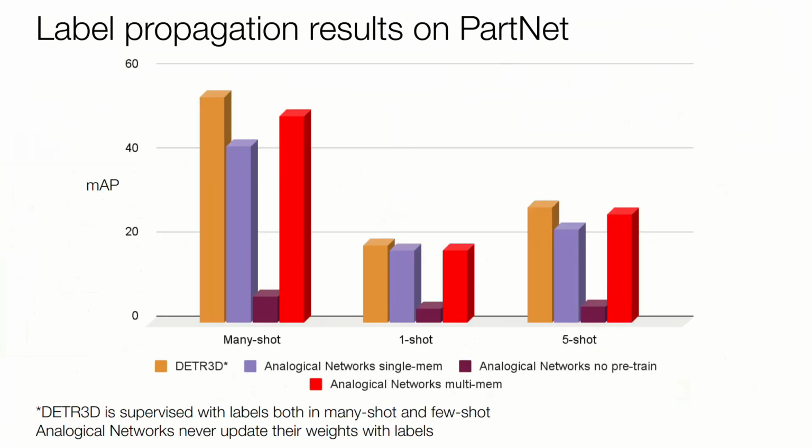We then measured the ability of our model to propagate labels at test time through corresponding parts, despite never seeing labels at training time. More specifically, memory parts that are put into correspondence with an input part transfer their label directly to the input part. For reference, we compare to Deter3D fully supervised for label prediction. Analogical networks achieve reasonable performance on all tested setups. We additionally compared against our model without within-scene pre-training, which performs very poorly, indicating the importance of within-scene pre-training for cross-scene correspondence. Lastly, the multi-memory model outperforms the single-memory version, as it has access to a more diverse set of memory queries and thus uses them more often.